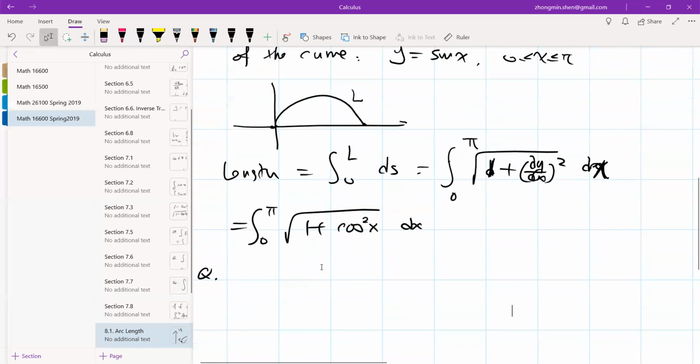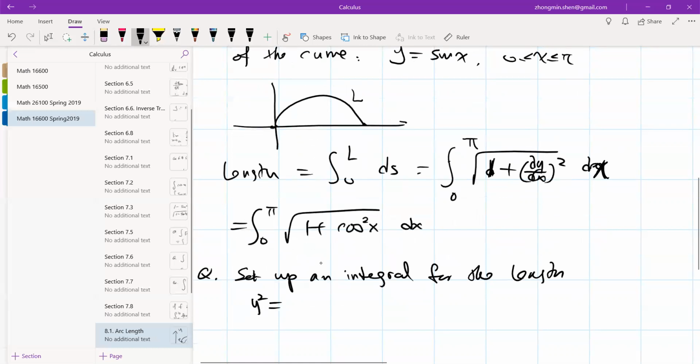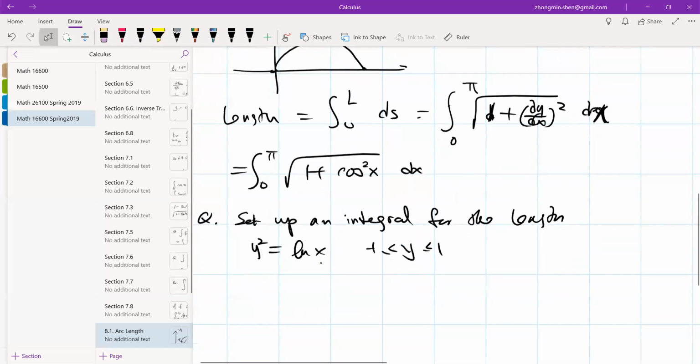The second one will be: set up an integral for the length, okay? The curve is given by y squared equals natural log x, and y is between negative 1 and positive 1. Now in this case, there are two ways to describe the function, okay? Natural log x equals y squared. So y is between negative 1 and positive 1, okay?